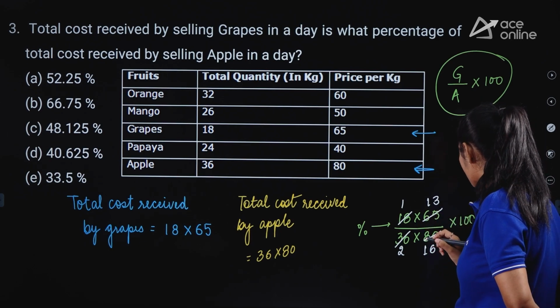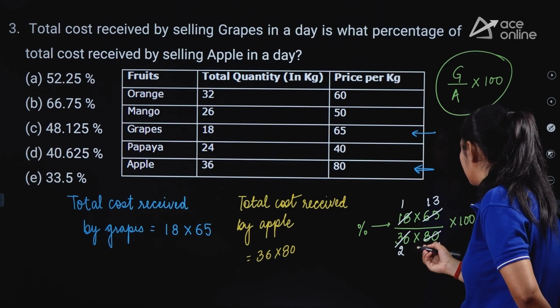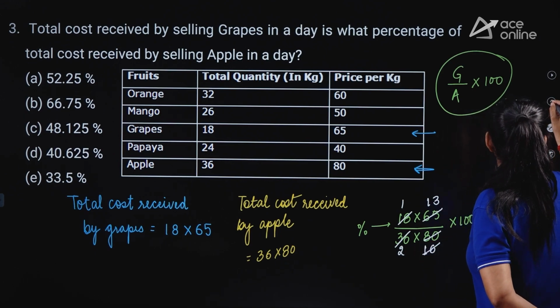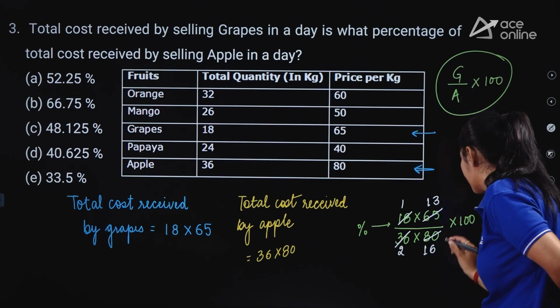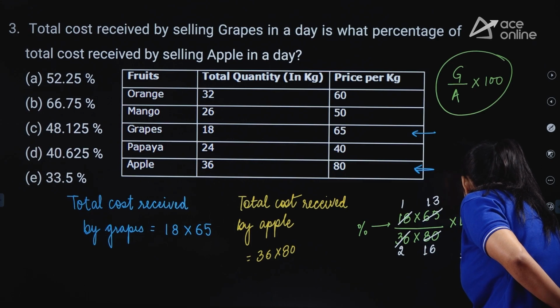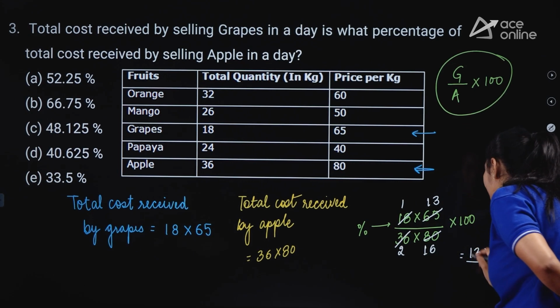Okay. Now basically we are getting the same thing again and again. So here we can simply write 13 into 100 divided by 32.